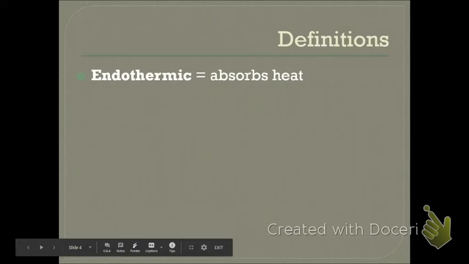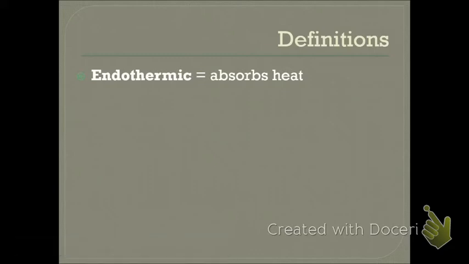When we say something is endothermic, that means that it absorbs heat. So if you have an object, remember we're going to go back to those two objects. Remember they were at different temperatures, and one of those objects had a higher temperature than the other. So endothermic means that heat is being absorbed from the higher temperature to the lower temperature. That's what endothermic means.